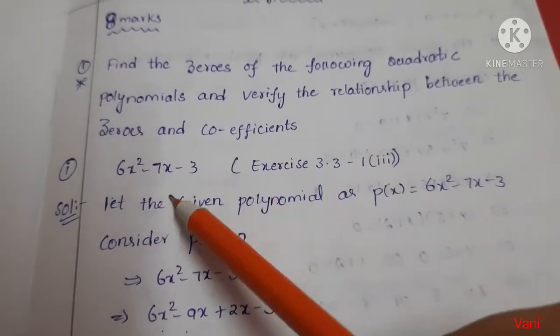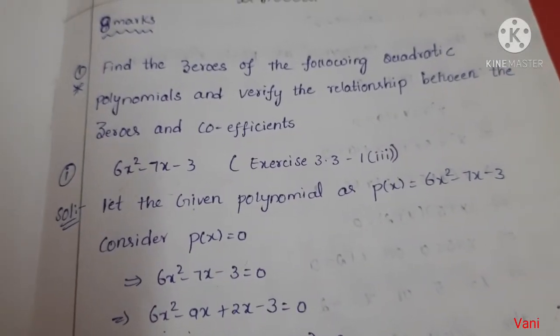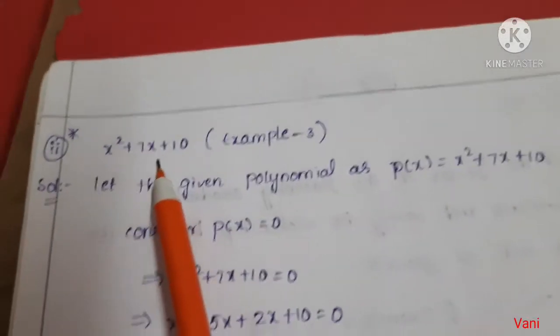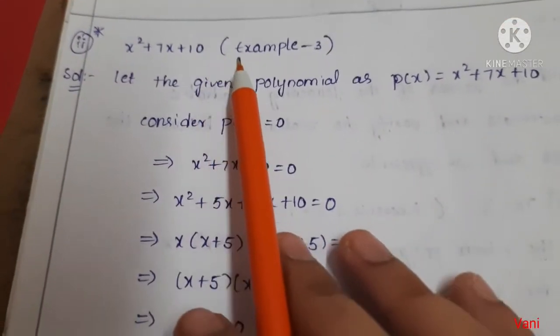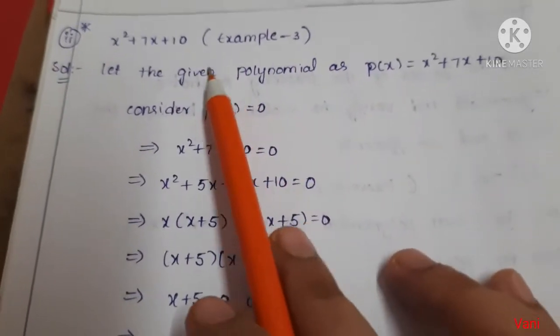Hi children, in the last video you learned finding the zeros of the polynomial and verifying the relationship between the zeros and coefficients. So with the same procedure, we will find the zeros and verify the relationship for another problem. Now the polynomial is x square plus 7x plus 10. This is example 3 in the polynomials chapter.